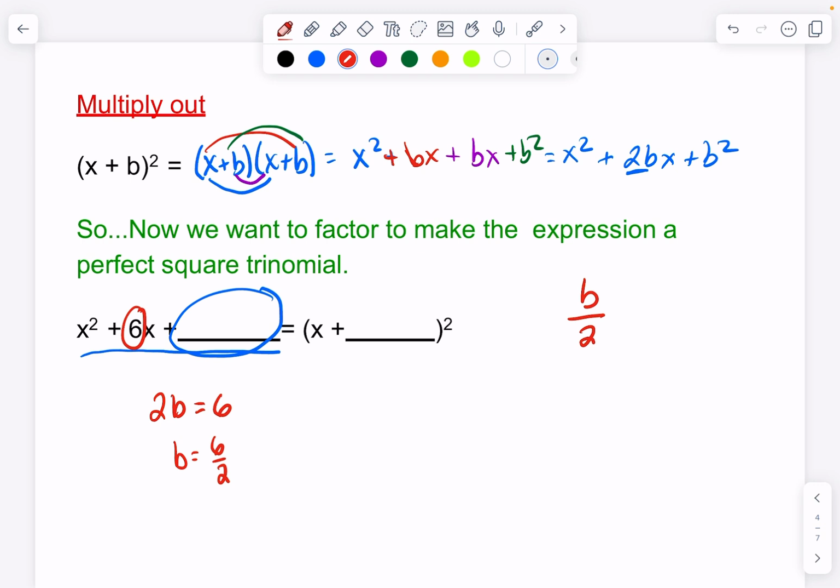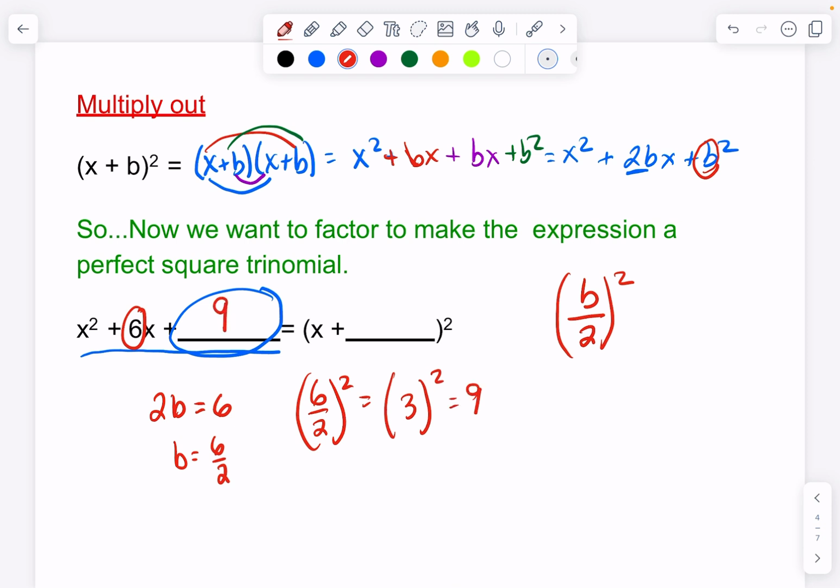Okay, that gets me this piece here. I know I'm using the same variable so I can see where it might be confusing. And then we have to square it. So I take 6 divided by 2 and square it. So I have 3 squared, which is 9. So that's a 9. Now this factors to x plus 3 squared.